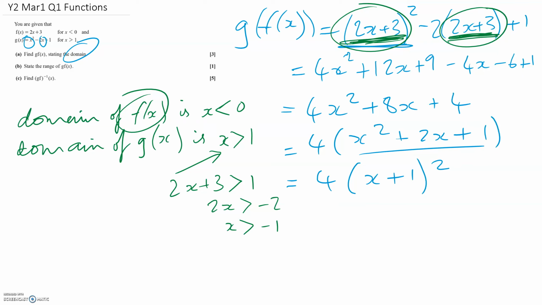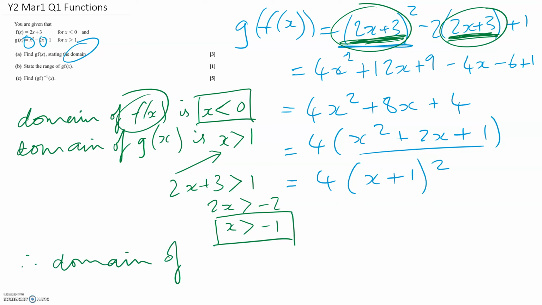So in order for it to fit the domain of f(x), this must be true. In order to fit the domain of g(x), this must be true. So therefore the domain of g f(x) must satisfy both of these, so it is between minus 1 and 0.